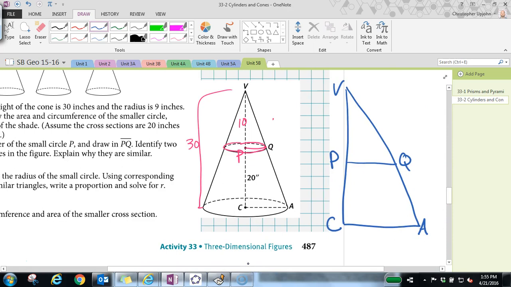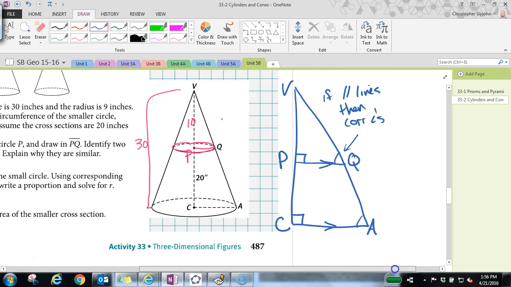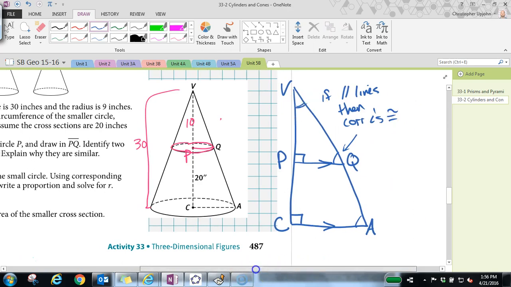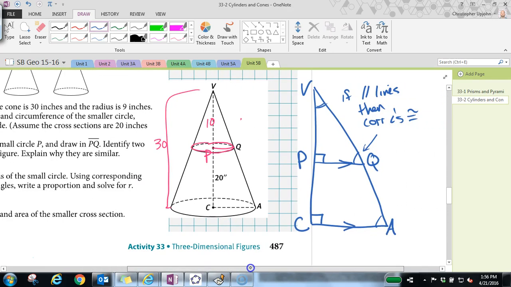Why are these triangles similar? Well, because our bases are parallel, and this is a right cone. We know these are right angles, and these angles are congruent because they are corresponding angles. So if parallel lines, corresponding angles are congruent. Or angle V is congruent to itself, and the right angles. Either way, those two triangles are similar by angle. So triangle VPQ is similar to triangle VCA by angle similarity.